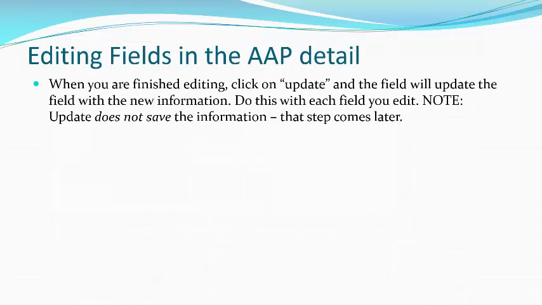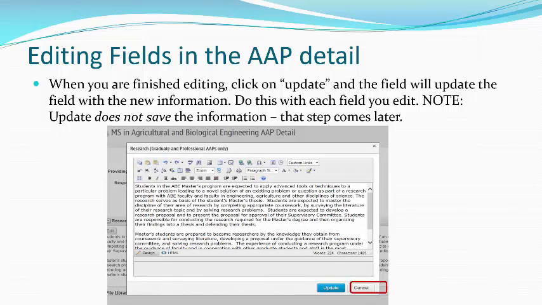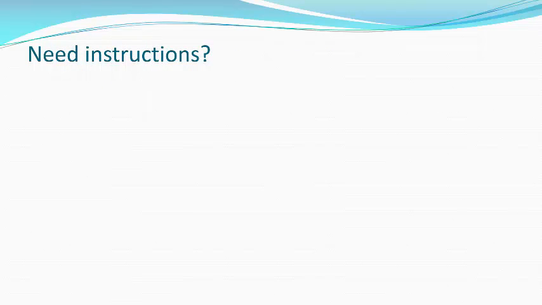And then when you're finished editing, just click on Update, and the field will update with the new information. You have to do this with each field that you edit. Remember, Update does not save the information. That step's going to come later. Here's the Update button. Once you've finished editing and you open up that edit window, click Update, and it will keep that updated information there.